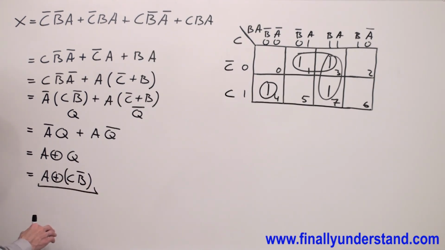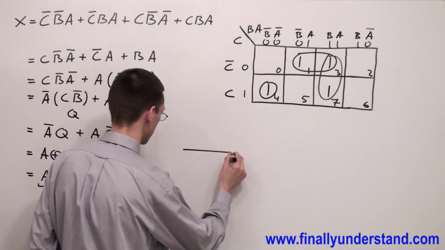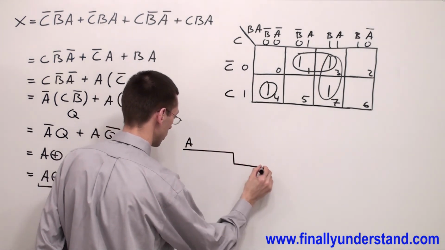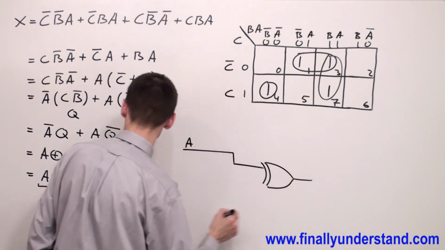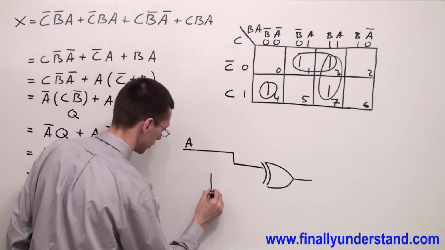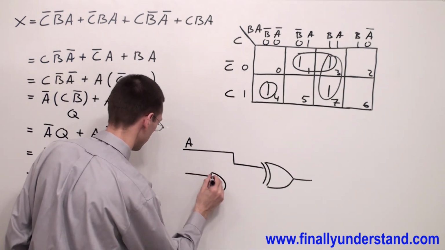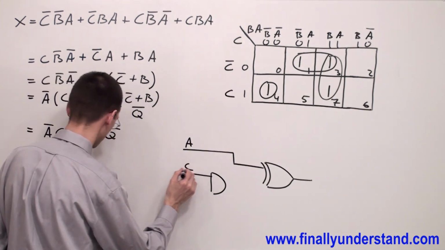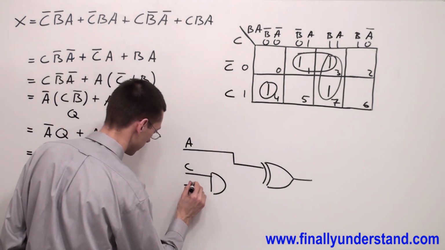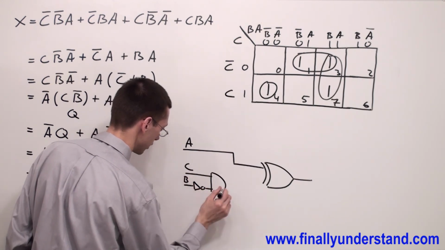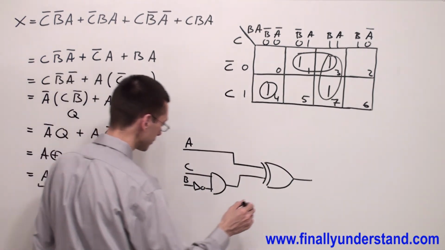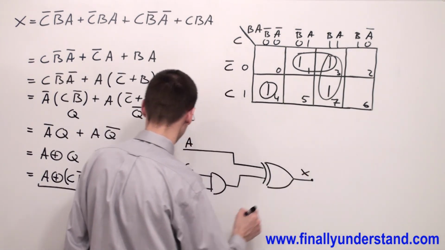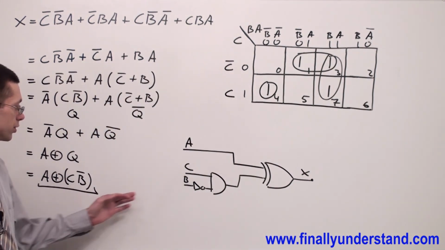Next, we're supposed to implement the final Boolean expression. So I have input A exclusively ORed with the AND gate. And I have input C and B naught. This is nothing else, just the inverter. And output of the AND gate is supposed to be connected to the input of the exclusive OR. And I can say that these are the solutions to my problem.